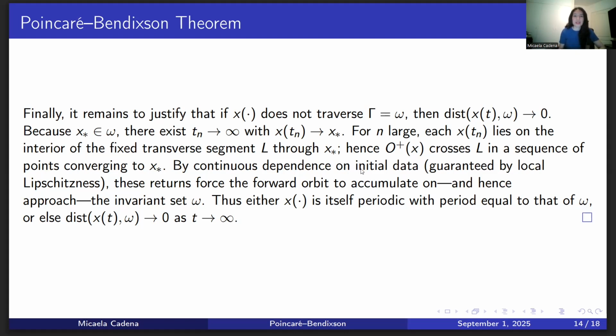By the continuous dependence on initial data, this behavior forces the forward orbit to accumulate and hence to approach the invariant set omega. Thus, we get our desired result, which was that either the solution x is periodic or its distance to the omega limit set tends to 0 as t tends to infinity. This concludes the proof.